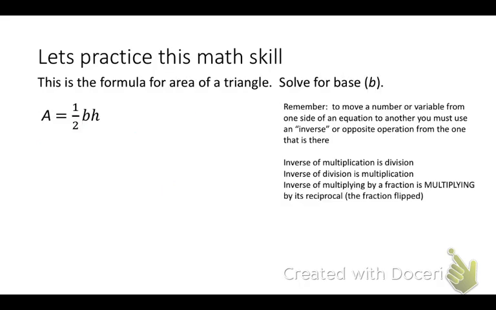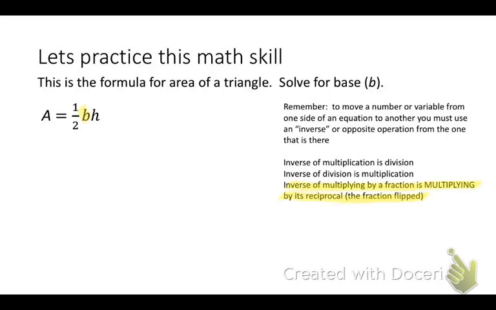This formula is the area for a triangle. Area equals 1/2 base times height. And we know that the inverse of multiplication is division. The inverse of division is multiplication. But what I want you to notice, if I keep b, which is my base, I want to solve this for base, because I know my area and my height, but I don't know the base of my triangle, I've got to get rid of the 1/2 and the h.